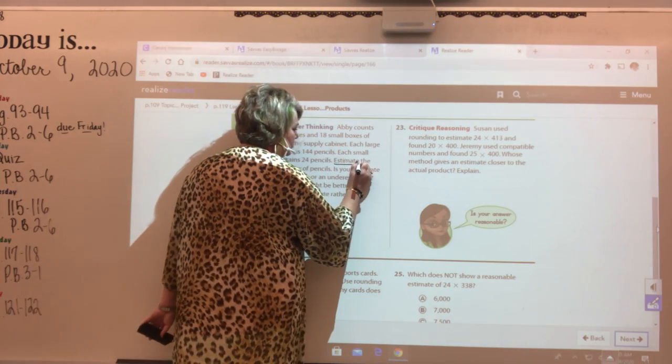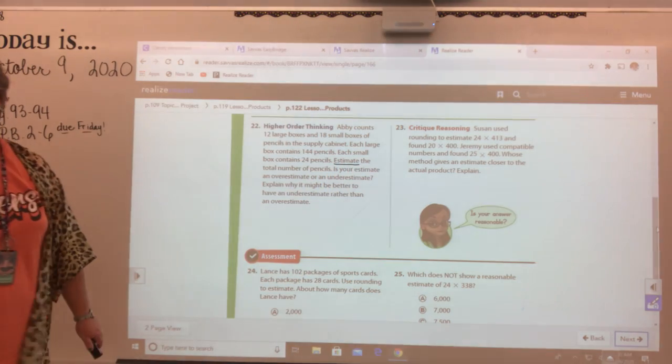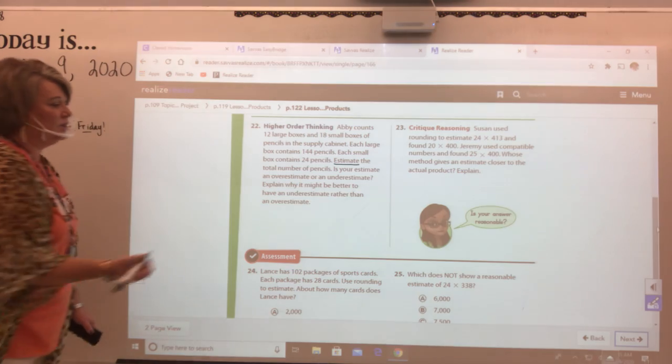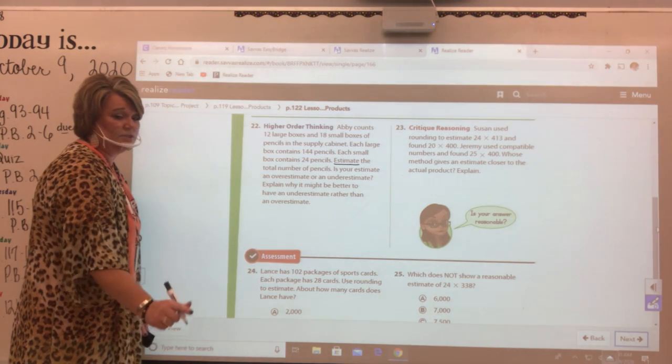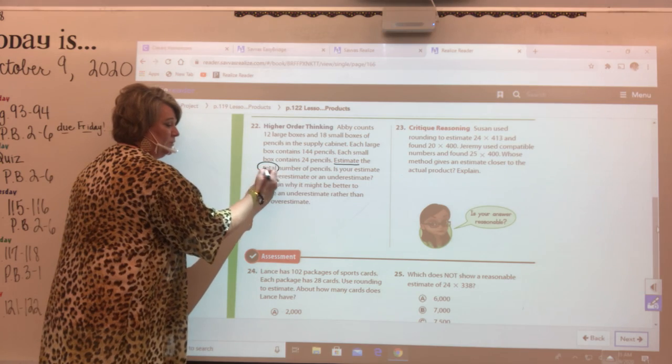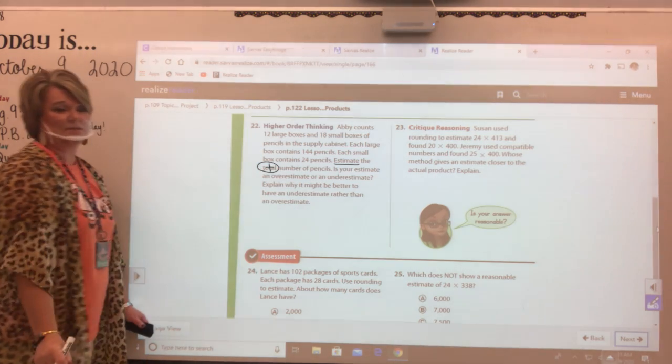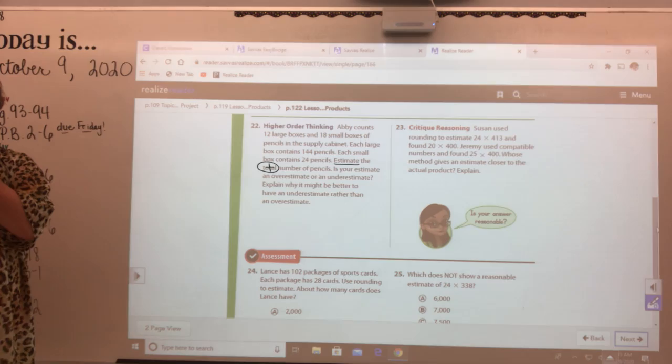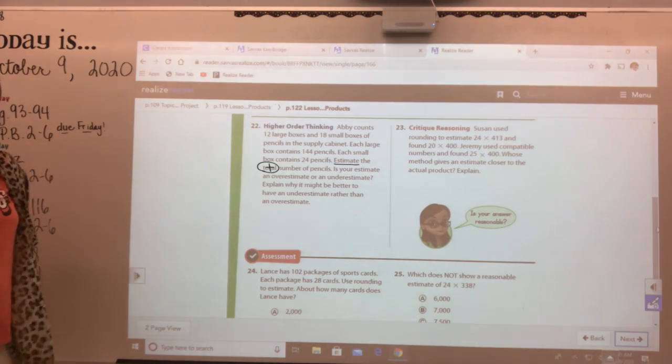That's important information. I heard another word in there. Please underline what I just underlined. I heard another word in there that's important information too. Total. I'm going to put a plus sign on top of total because that's what total means. Oh, I know. Total means to add.